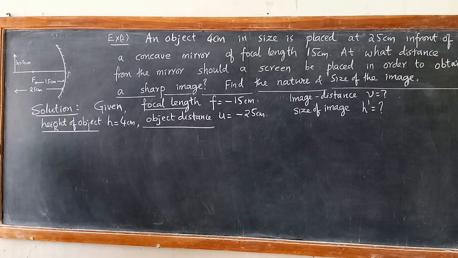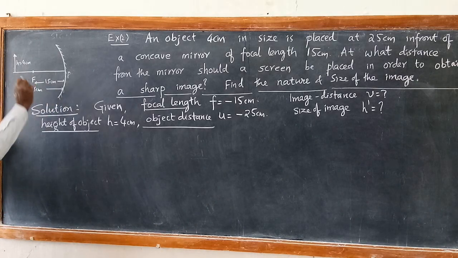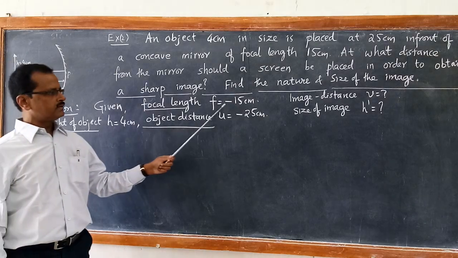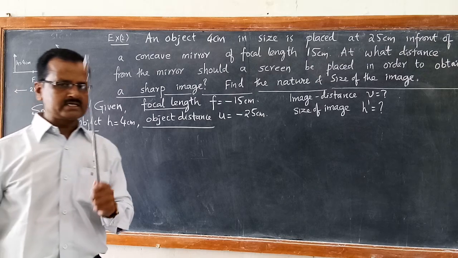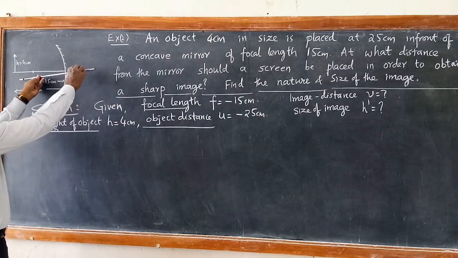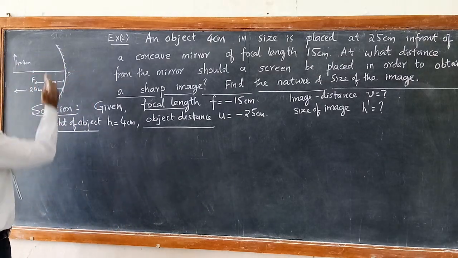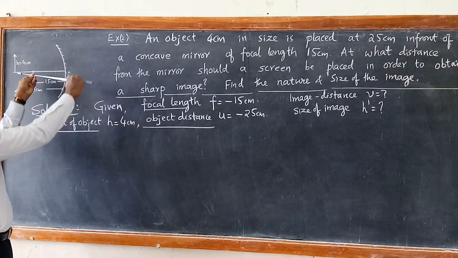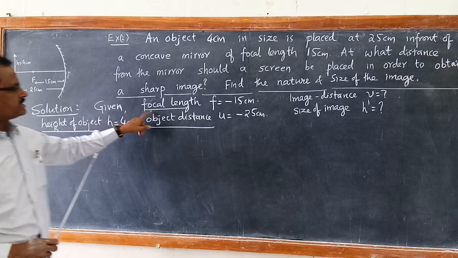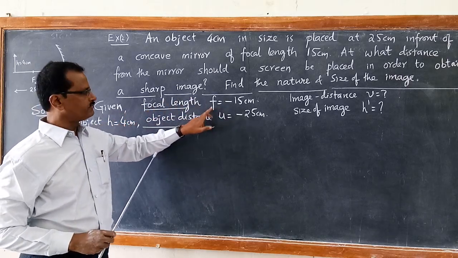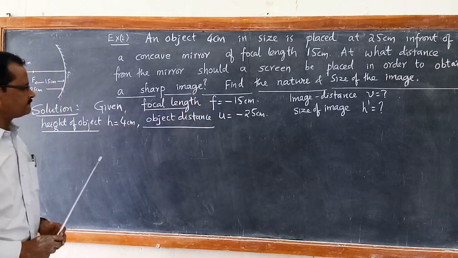So what are the given things? One schematic diagram I have just drawn. From this schematic diagram, focal length of the given concave mirror is 15 cm. Since it is a concave mirror, focal length is always towards left. This is the reflecting surface. The focal length is towards left. Therefore, focal length of concave mirror is taken as negative. F is equal to minus 15 cm.